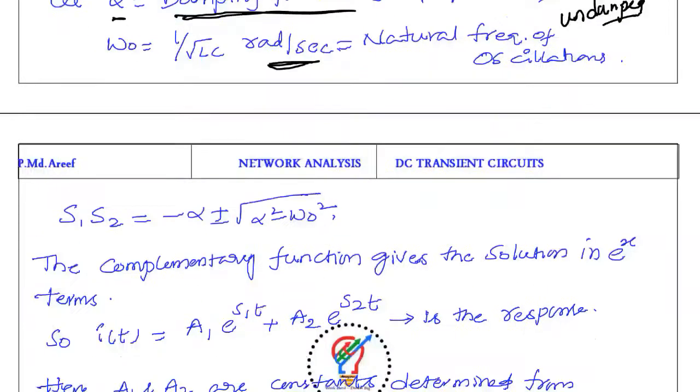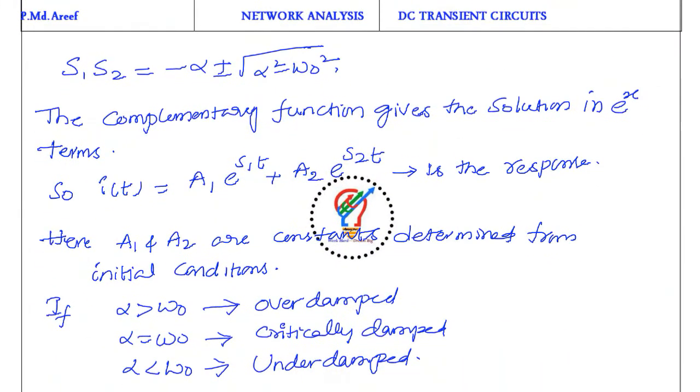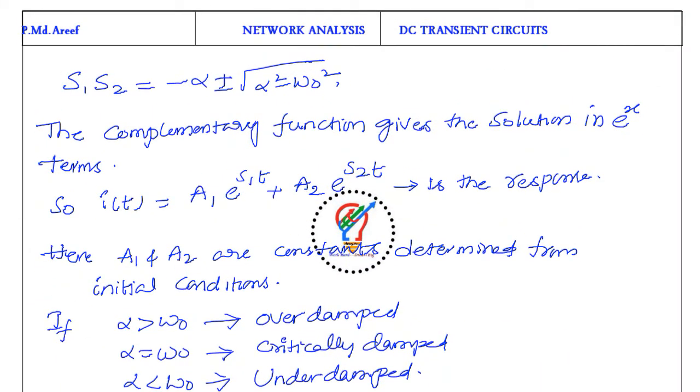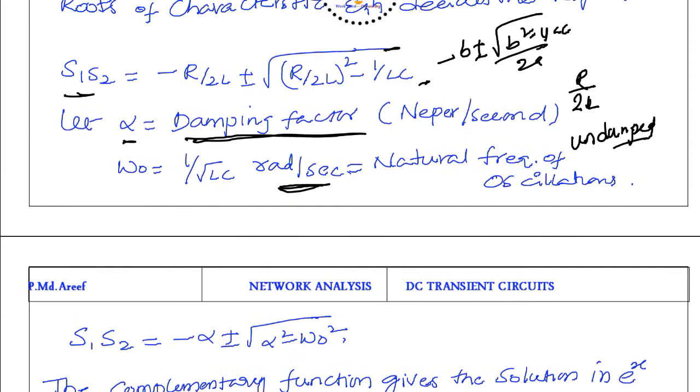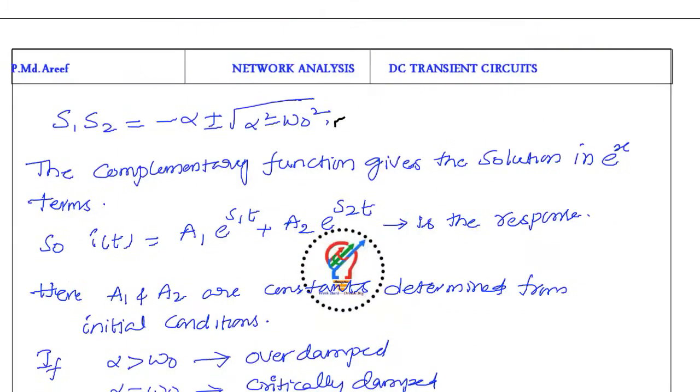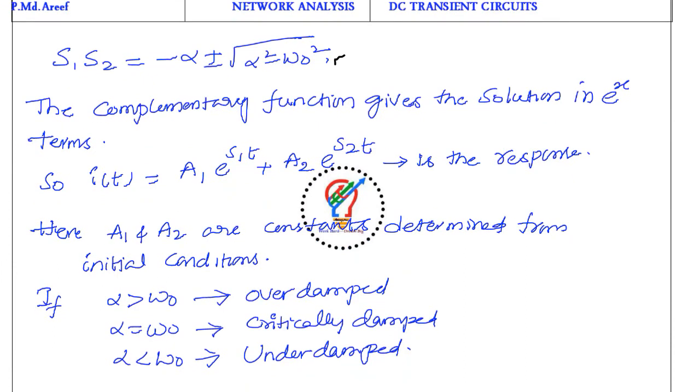Next one. So we will write in terms of alpha and omega naught. s1, s2 is equal to minus alpha plus or minus square root of alpha square minus omega naught square. So from this equation, we are writing this equation here. Now, the complementary function gives the exponential term. That means it is the transient response. So it will give the exponentially decaying or exponentially rising function.